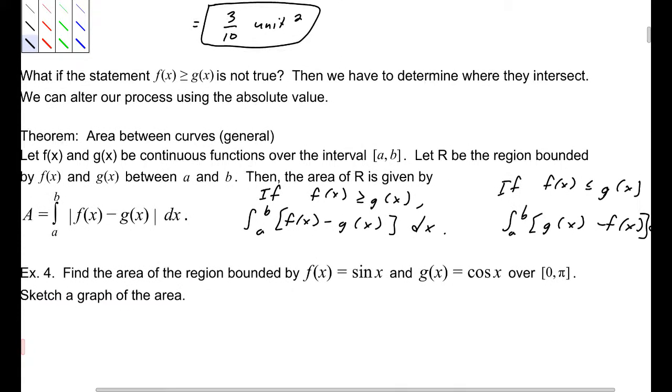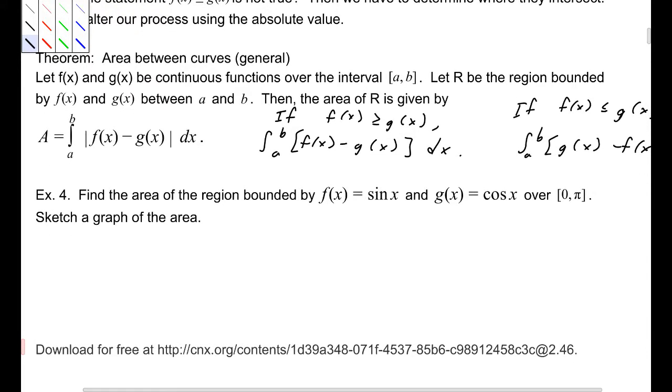So example 4: find the area of the region bounded by f of x equals sine x and g of x equals cosine x over 0 to pi. So if I graph this, at 0 we have sine. Sine at pi, that's actually just that first half. Cosine x starts at 1. So in this case, we have two areas we need to calculate. We have this one, and we have this one.